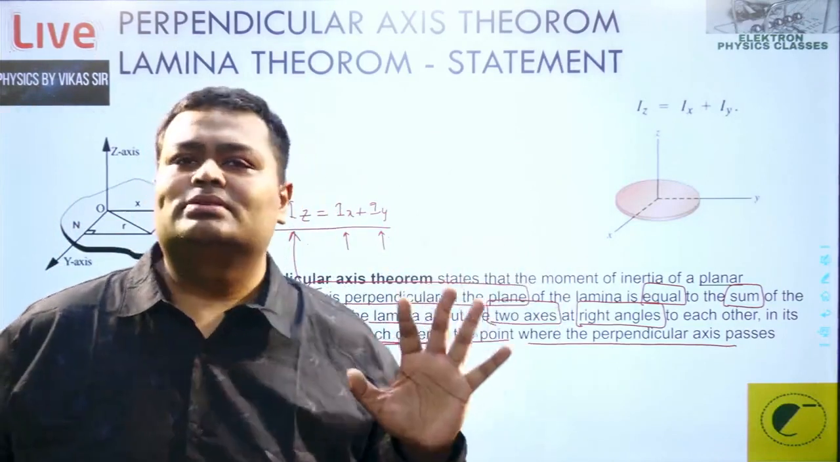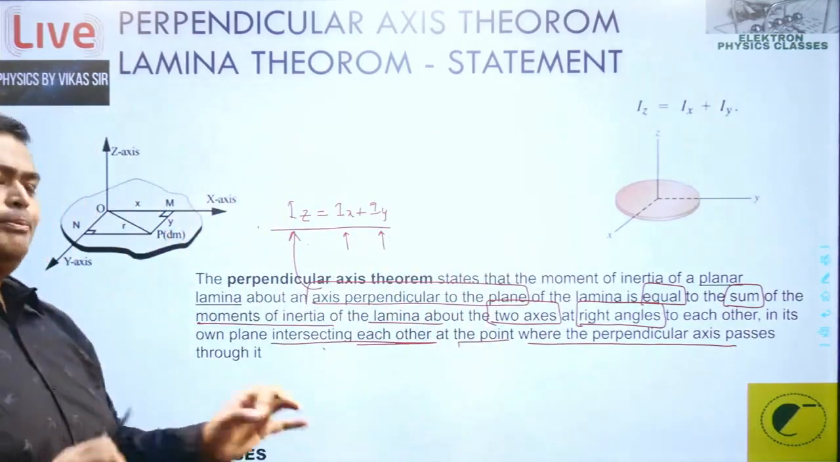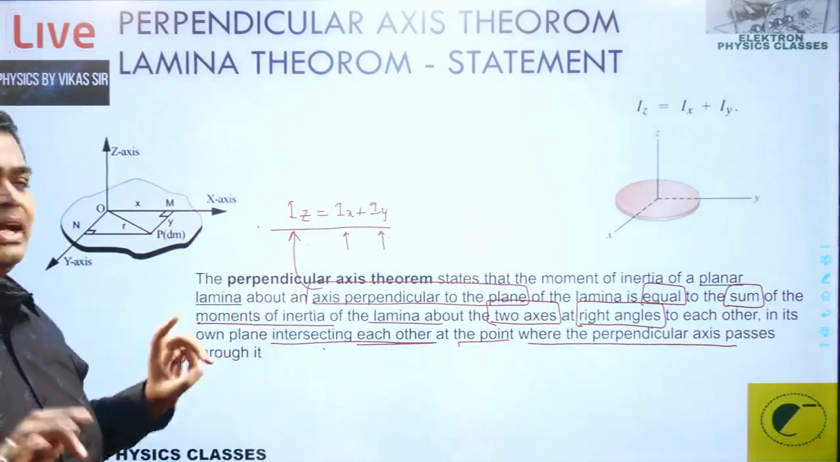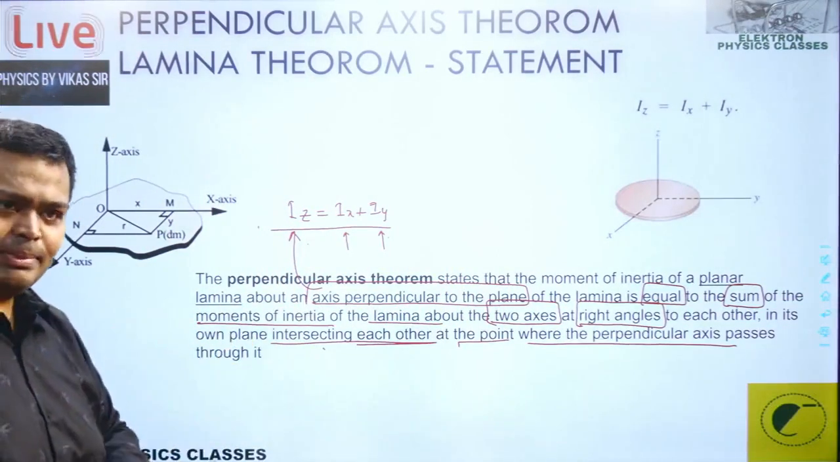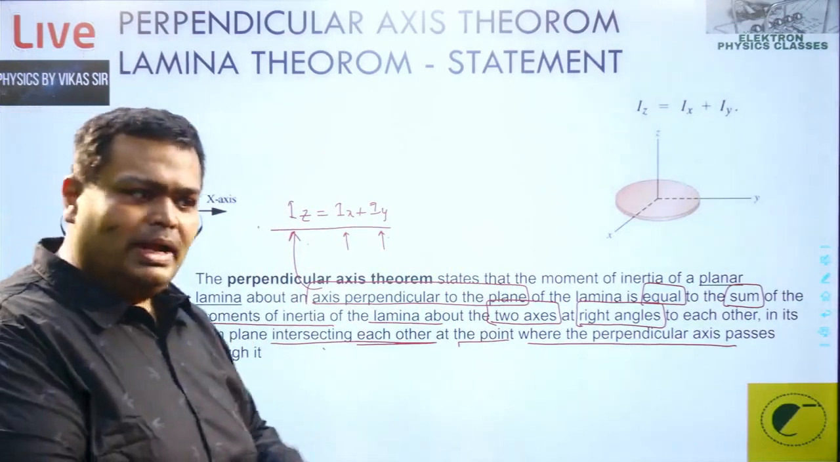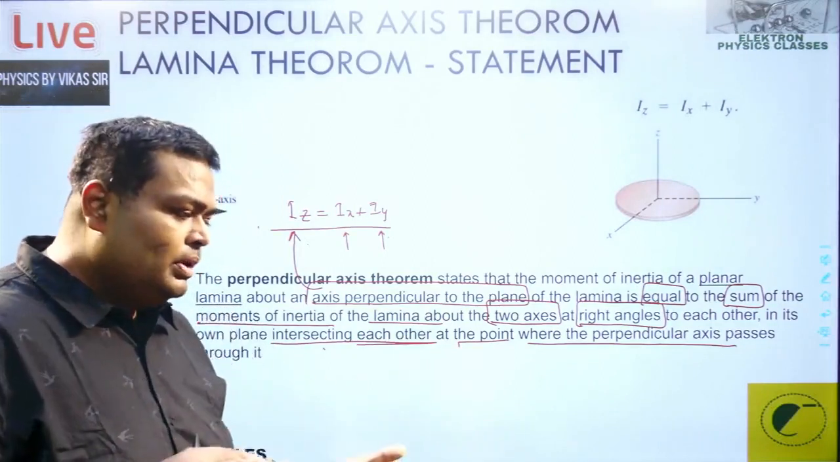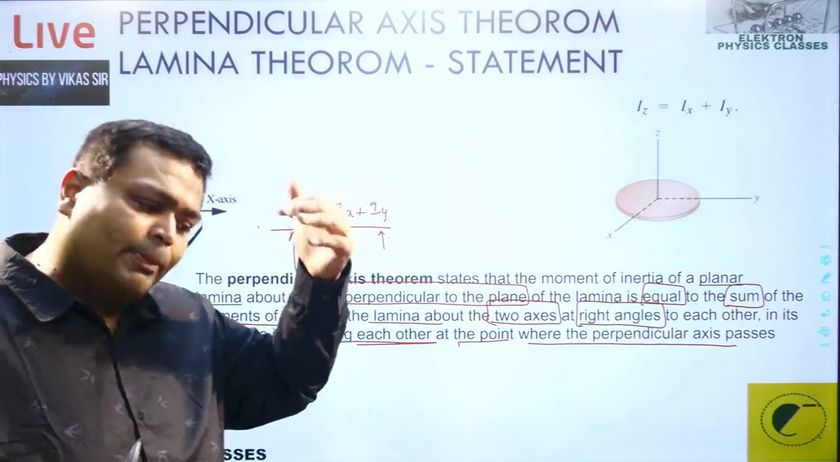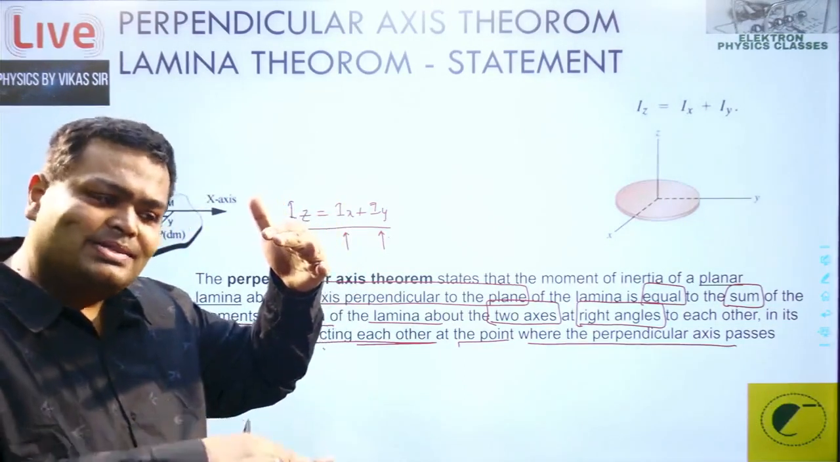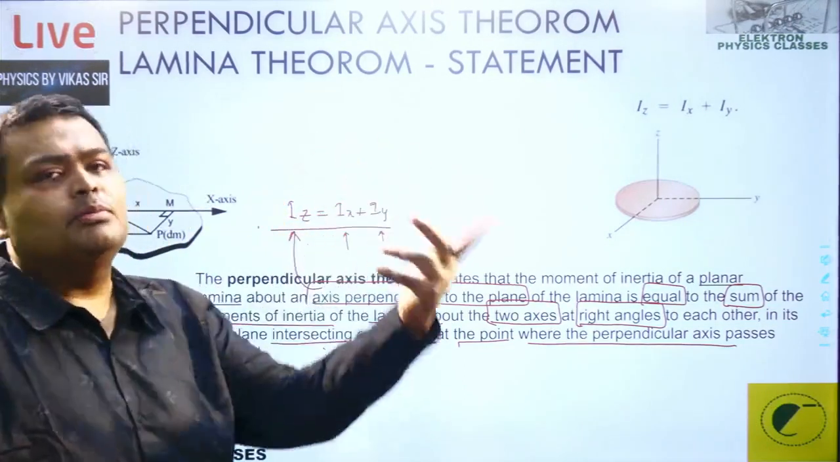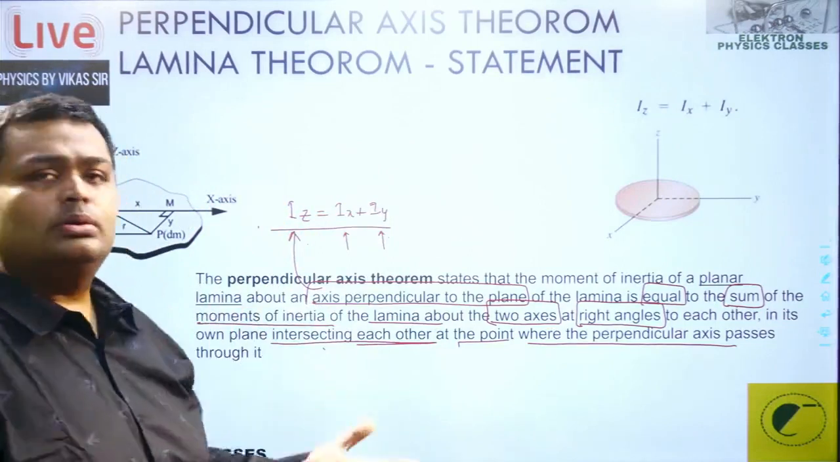In simple words, this is a long definition, but you put it forward in very simple words. All the three are mutually perpendicular, two of them lie in the same plane, and all the three are intersecting. So the axis which is perpendicular to the other two axes lying in the plane will have a higher moment of inertia, and that is Iz equal to Ix plus Iy.